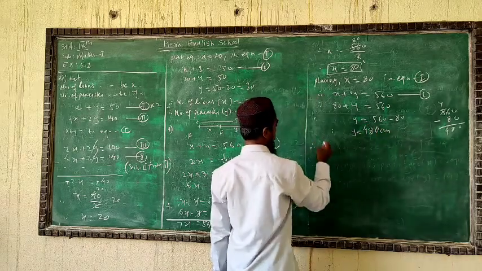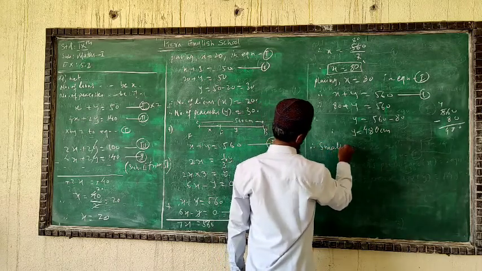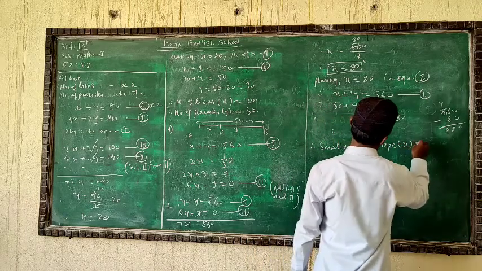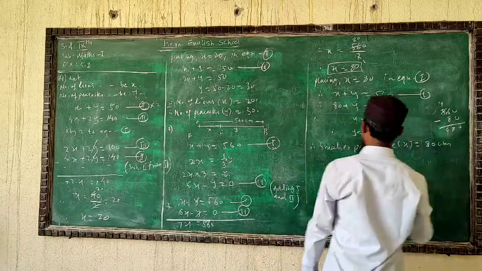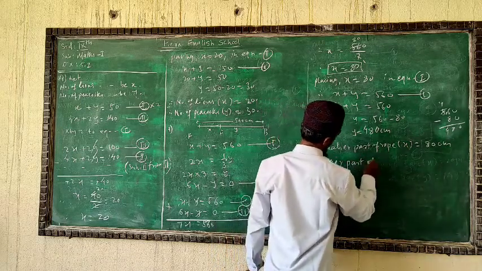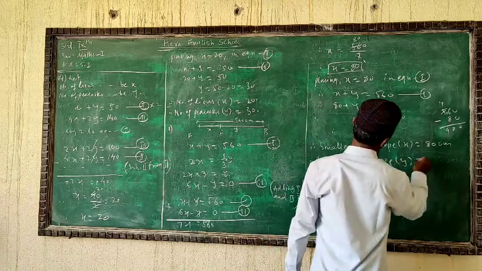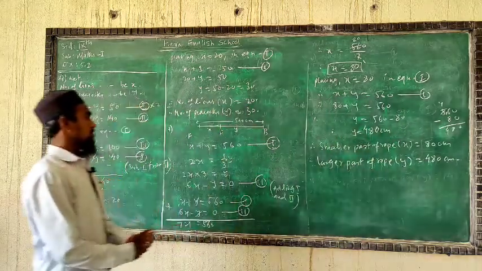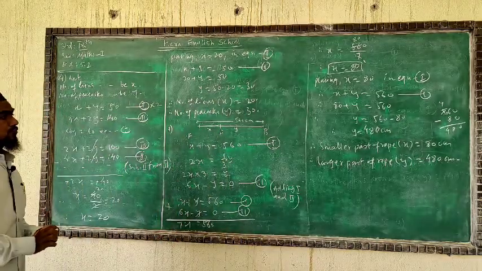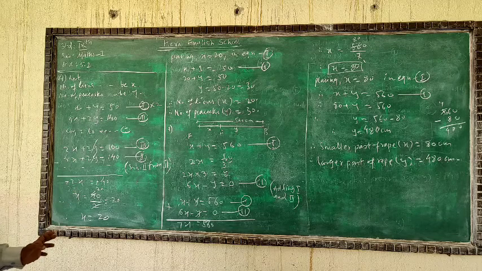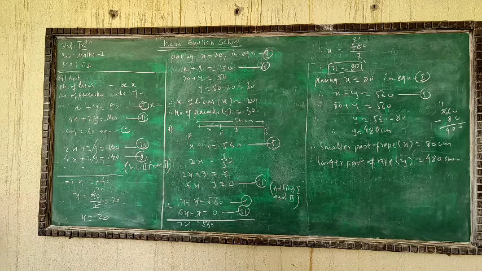centimeter. Therefore, the smaller part of rope, means x, you got here 80, and the larger part of rope, means y, we have 480 centimeter. Students, questions like this are very important. Do this question very carefully, do the hard work, and all these questions for lesson number 5.1 may be asked in the examination. Okay, you try this one.